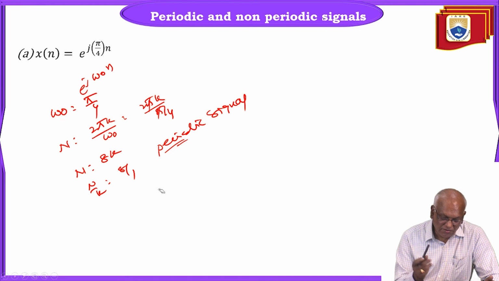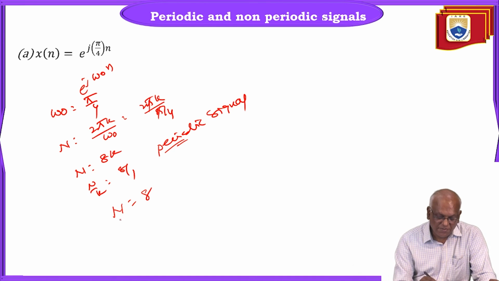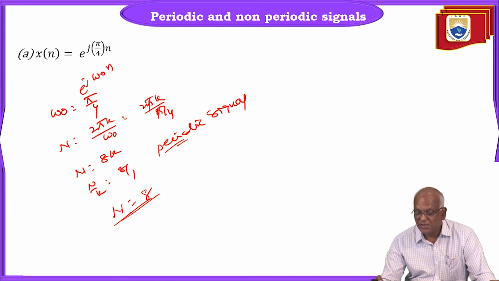The period of the signal is equal to N equal to 8. We wait for the signal. We need to wait for the period of the signal, which is given as 8. It means 8 samples.